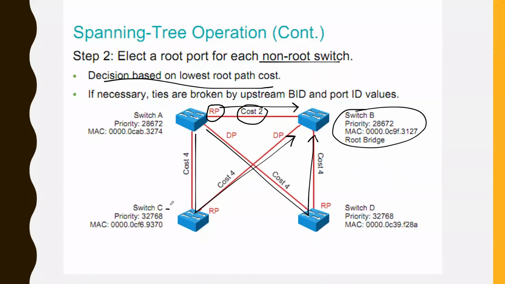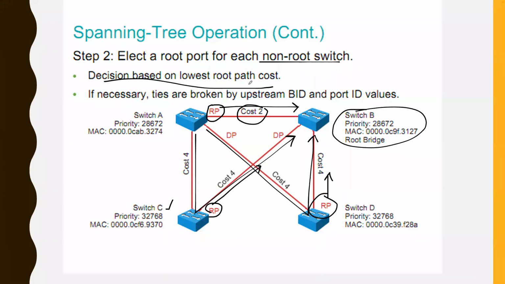Similarly, on switch C, the lowest cost is 4, which is via this link. So this link will become the root port. Similarly, on switch D, this port will become the root port. This is the first decision-breaking criterion: the lowest root path cost.